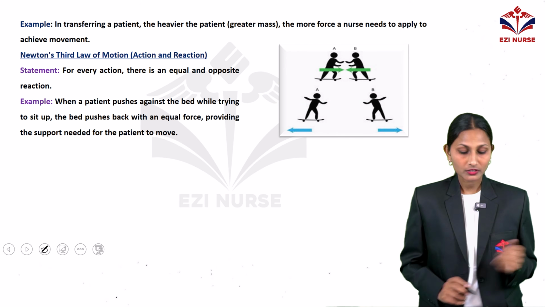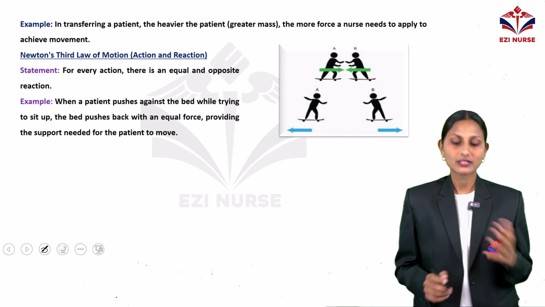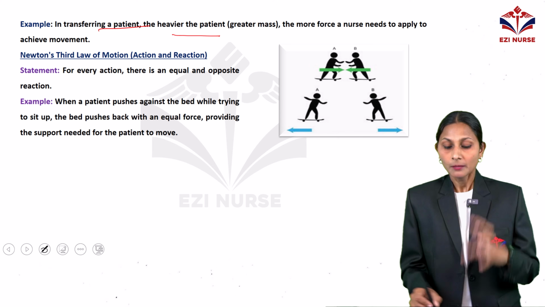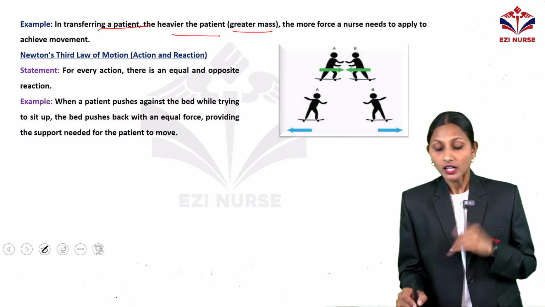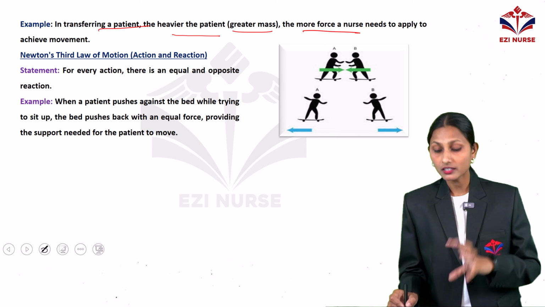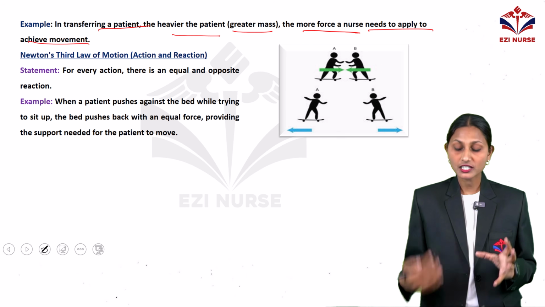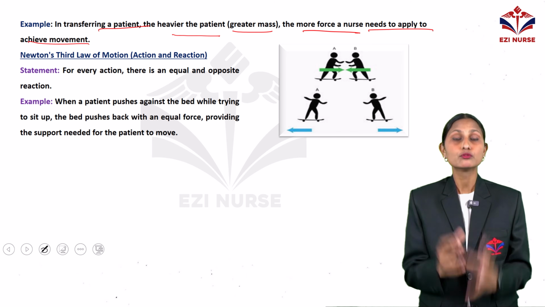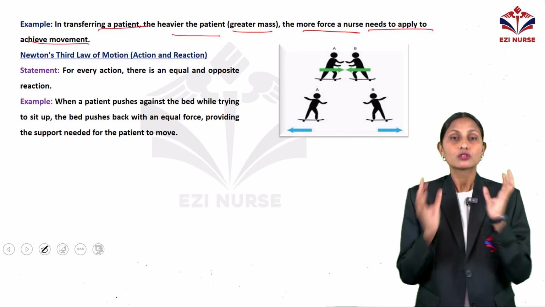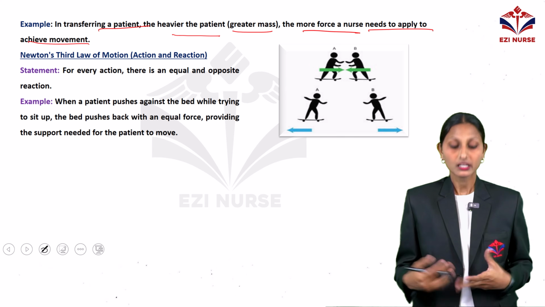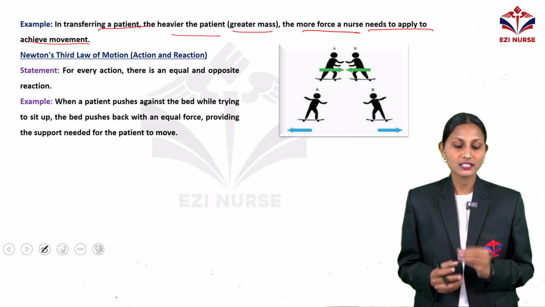Next we will discuss an example of Newton's second law. In transferring a patient, the heavier the patient, meaning the greater the mass, the more force a nurse needs to apply to achieve movement. If we want to achieve the movement, we have to apply more force to that patient because the patient has more weight. This is the example of Newton's second law.